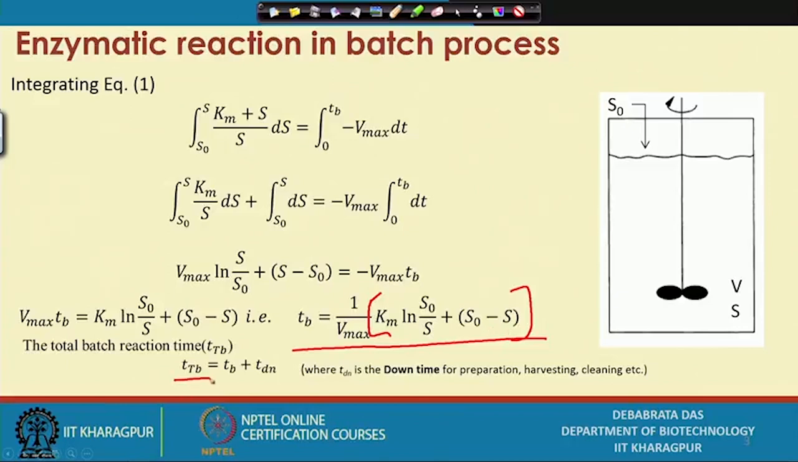And the total time of the batch process is equal to the batch time plus downtime. What do you mean by downtime? Time required for taking out the liquid, time required to clean the vessel, and time required to refill the vessel. That is what we consider as the downtime. Downtime means that there is no reaction. So sometimes downtime we also call idle time. What is idle time? Idle time means no reaction takes place. That is why we call it idle time.